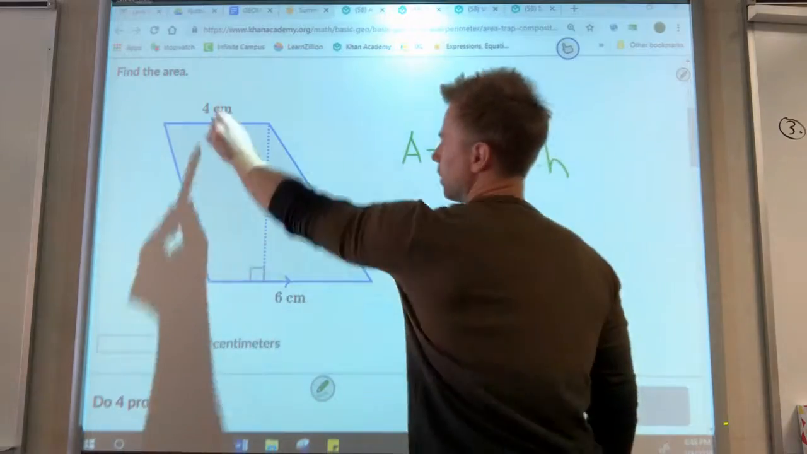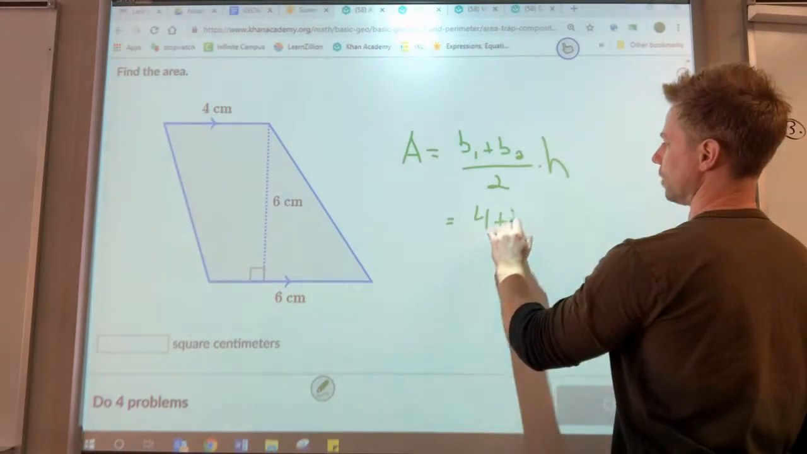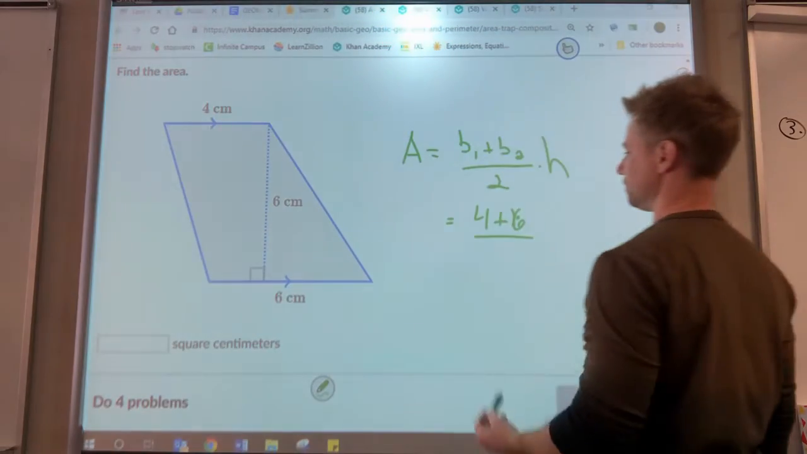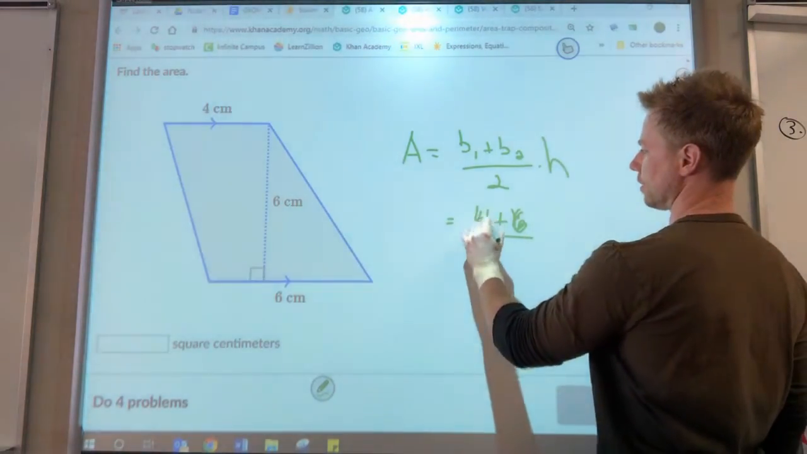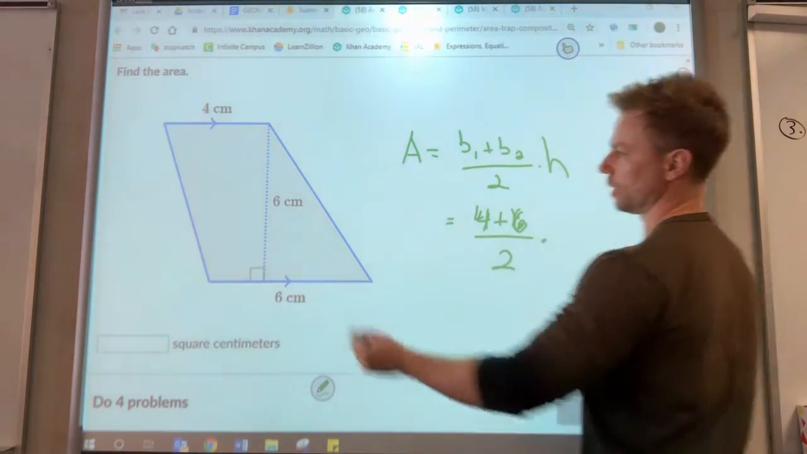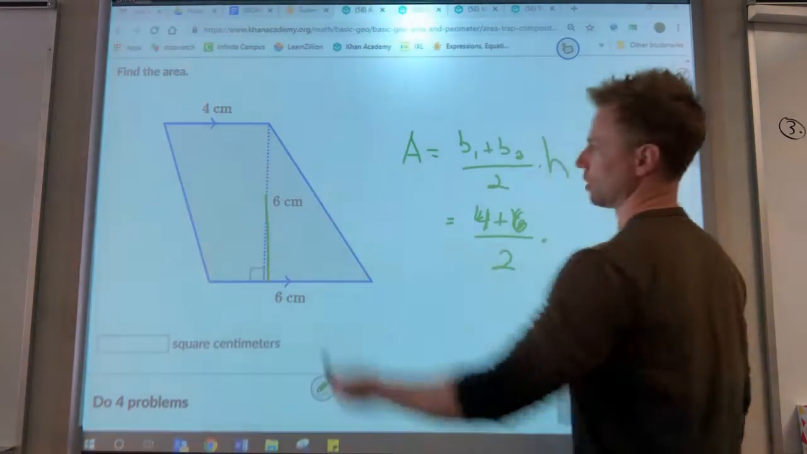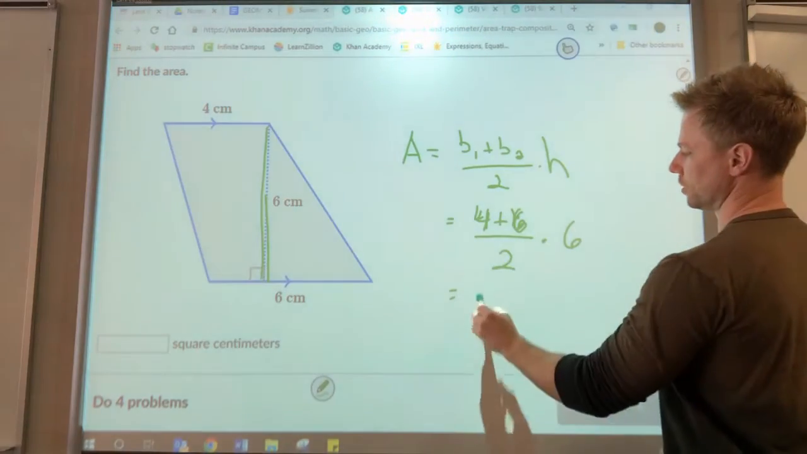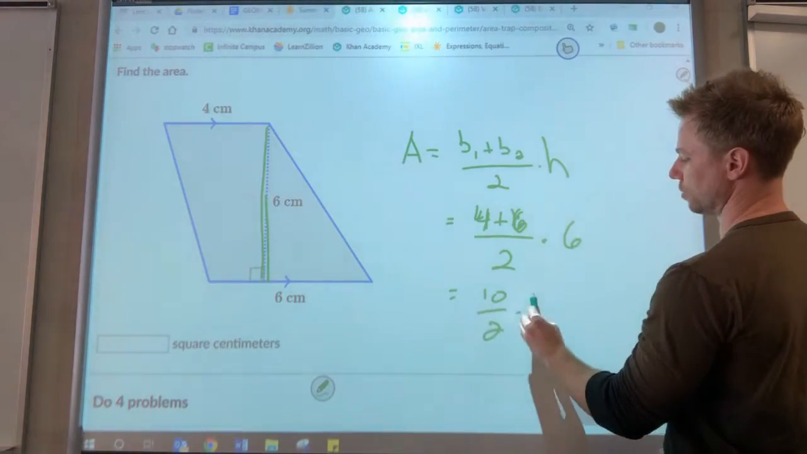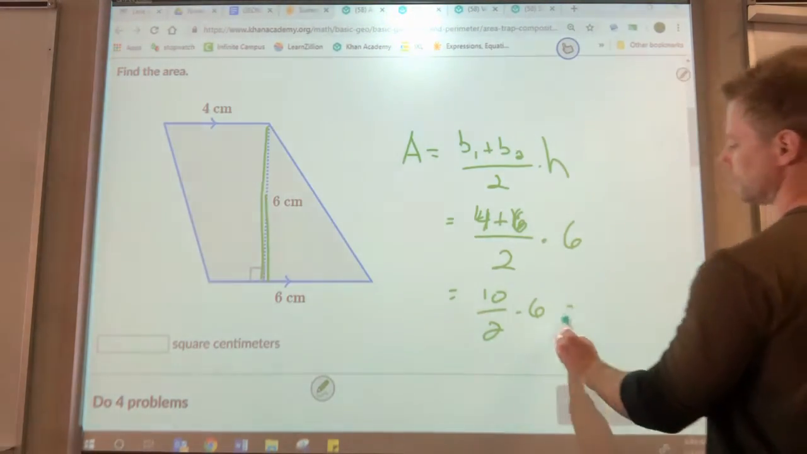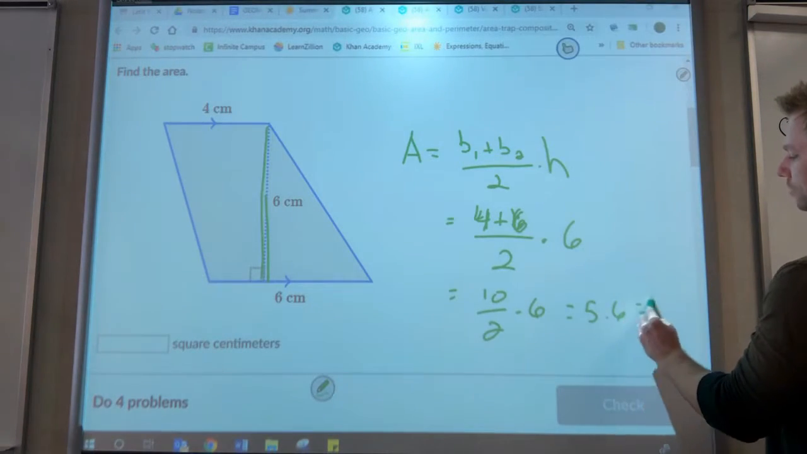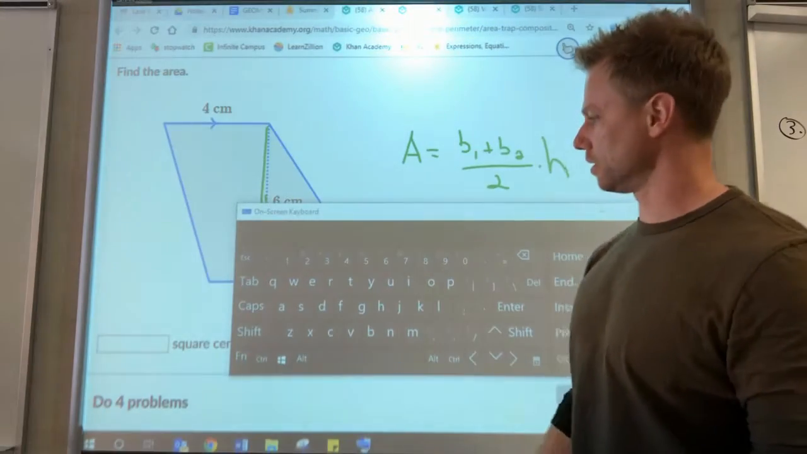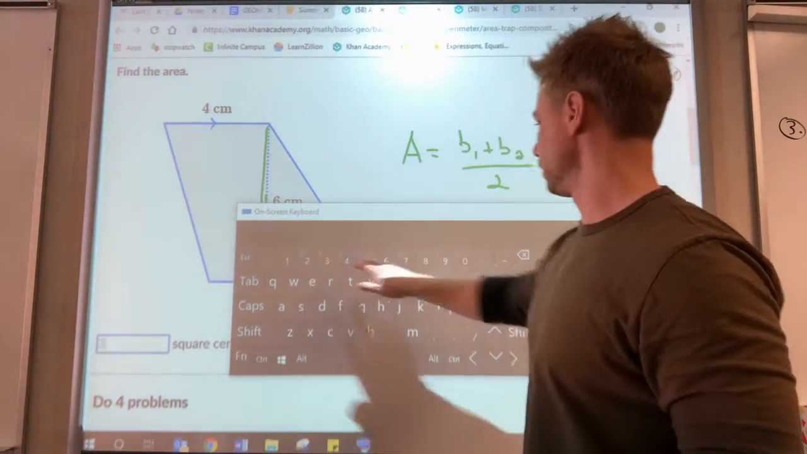Okay, so our bases are 6 and 4. We add those together. Typically they are the top and the bottom. Add those together, divide by 2, multiply by the height, which is right here, which is 6. 4 plus 6 is 10, divided by 2 times 6. 10 divided by 2 is 5. 5 times 6 is 30. So the area, the gray space inside our trapezoid, would be 30.